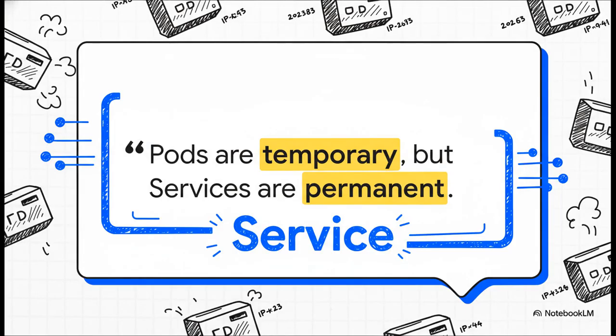Now, to really get how Kubernetes handles networking, you have to understand this one central problem. In Kubernetes, containers run inside these things called pods. And the key thing about pods is that they are temporary by design. They can be destroyed and recreated at any moment, and every time they come back, they get a brand new IP address. So how can other parts of your application reliably connect to something whose address is constantly changing?